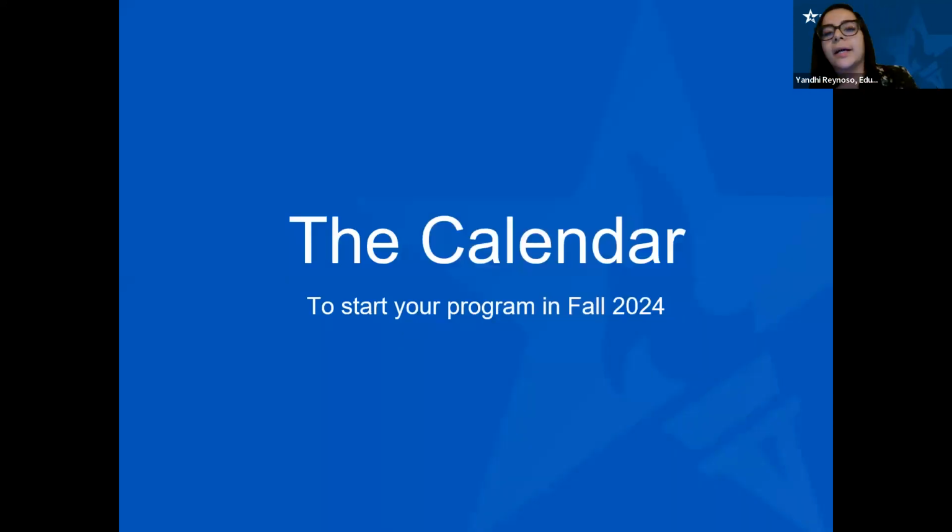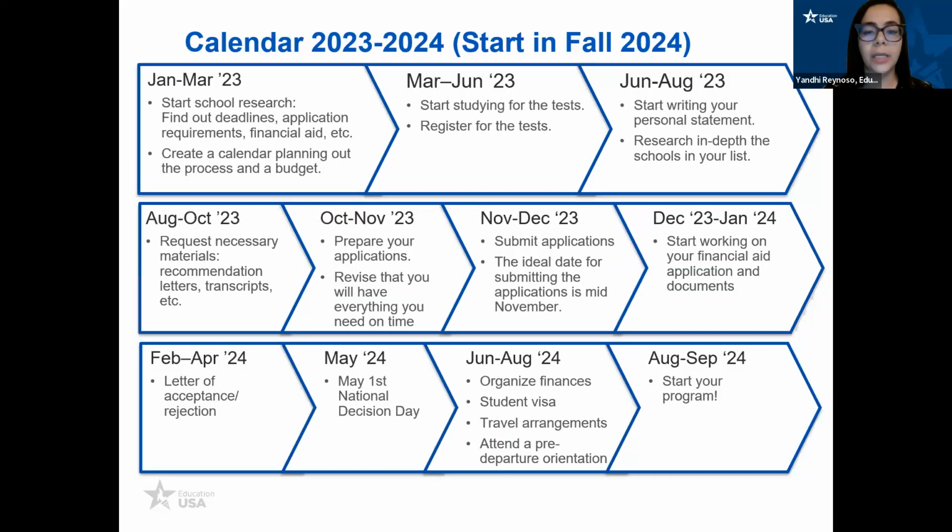Now, this is a calendar that I want to show you, because if you decide to start the advising process with us, then most likely we will be following this calendar. As you see on screen, and as you've been listening to me for the past hour, it's a long process. It requires a lot of time, patience, and effort. As I mentioned at the beginning, the more time you have, the better chances, opportunities, and responses you're going to have.